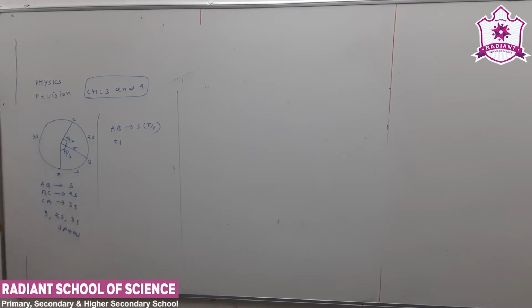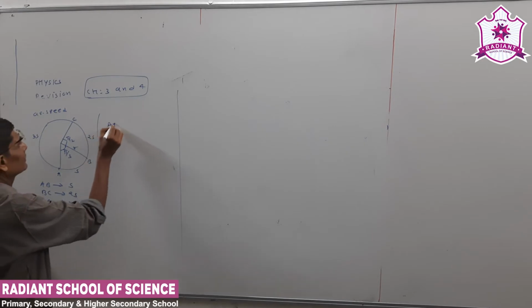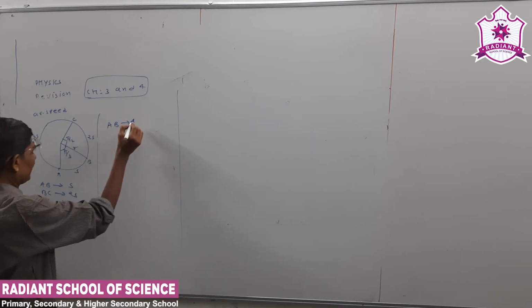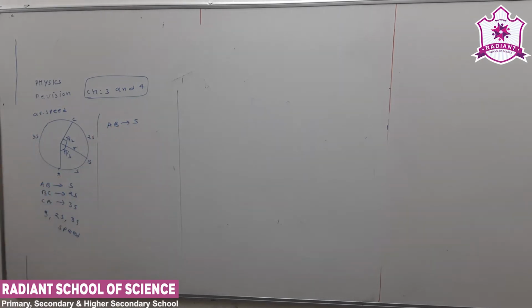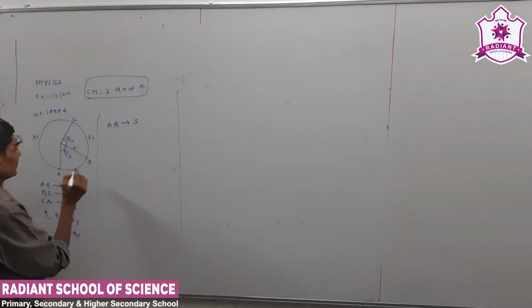Okay, s, 2s and 3s are the speeds. We have to calculate the average speed. Now see, the AB part speed is s. Speed is s, time we have to calculate. What is the distance covered?